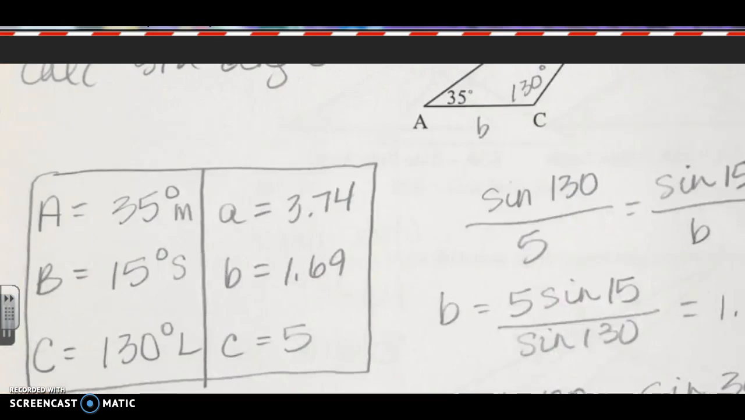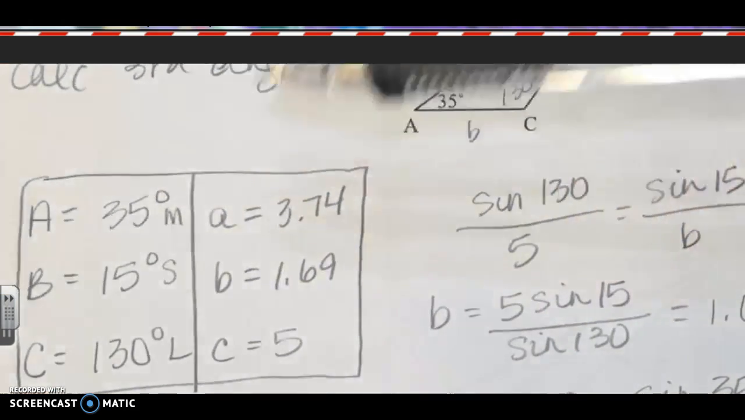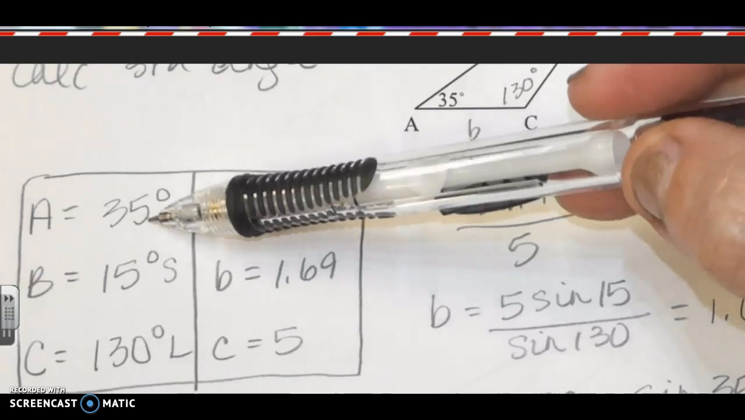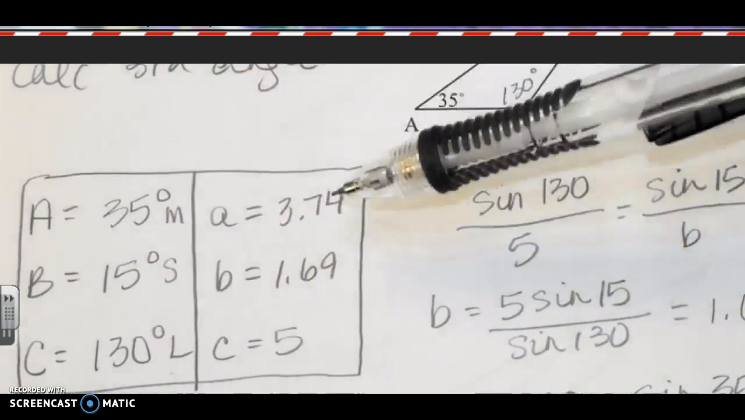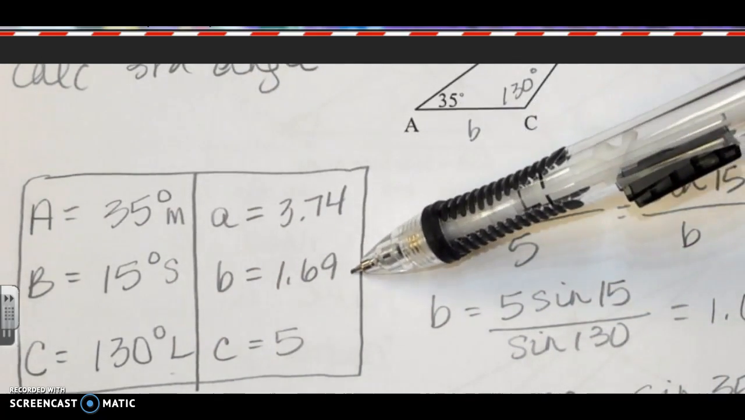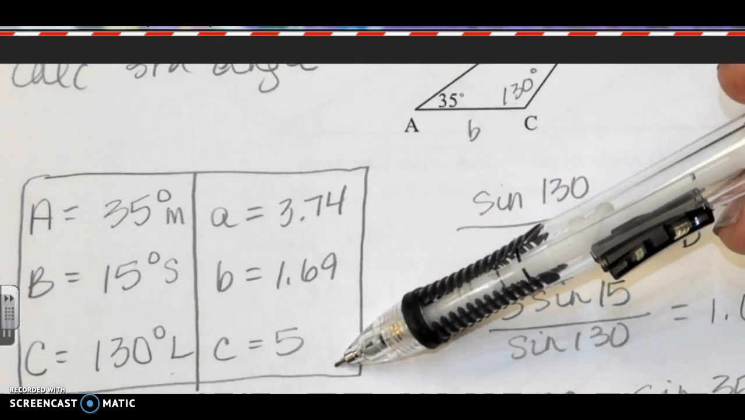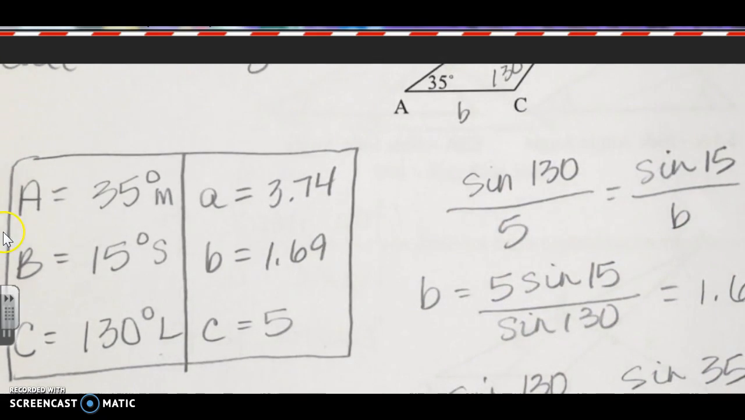Okay? Okay, so using our law of sines, I ended up with angle measurements of 35, 15, and 130, and side lengths of 3.74, 1.69, and 5. Is that what everybody got? Yeah. Okay.